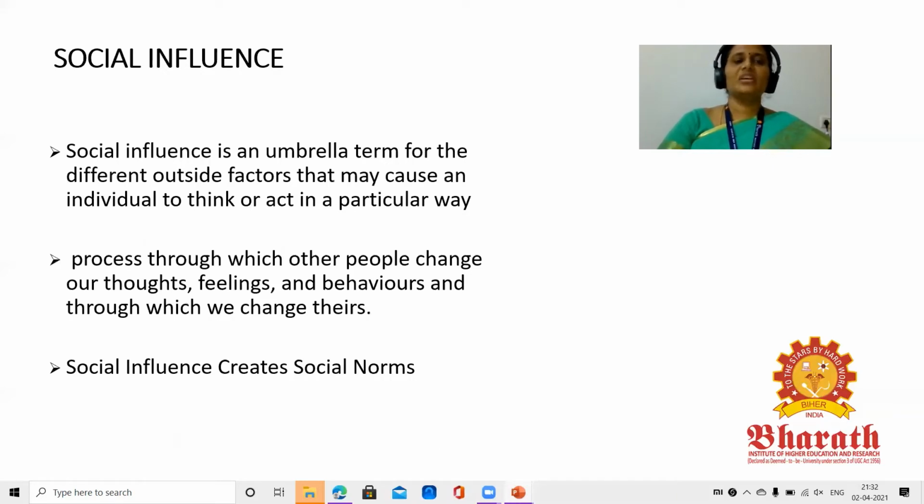Social influence is an umbrella term for the different outside factors that may cause an individual to think or act in a particular way. Some external force induces you to behave in a certain way. That is called social influence. It is a process through which other people change our thoughts, feelings, and behaviors, and through which we change theirs. Also, social influence creates social norms.